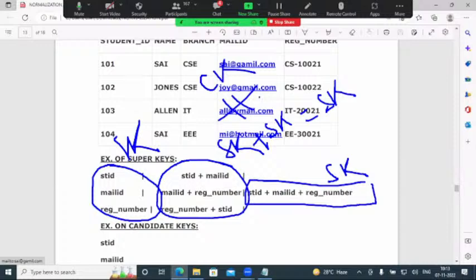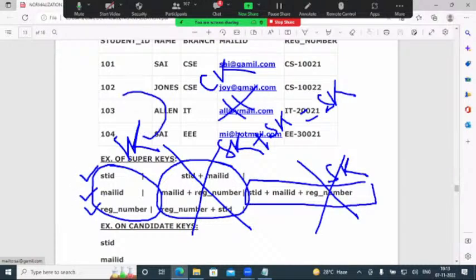So that's why this is not a candidate key. This is not a candidate key because it is a combination. So what is a candidate key? Individual. Every individual super key is also called a candidate key. Every separate super key column is also called a candidate key. But super key plus super key is never a candidate key. Understand?